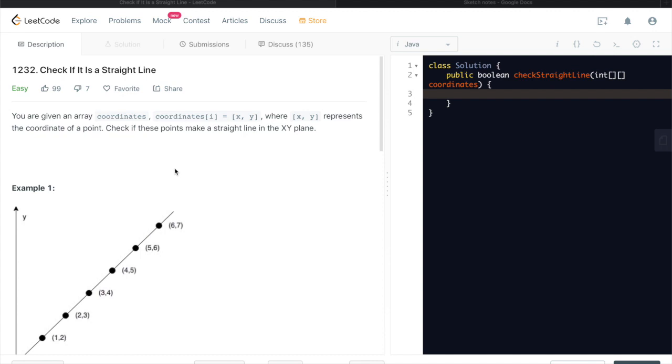So today we're going through LeetCode problem 1232. Check if it is a straight line.